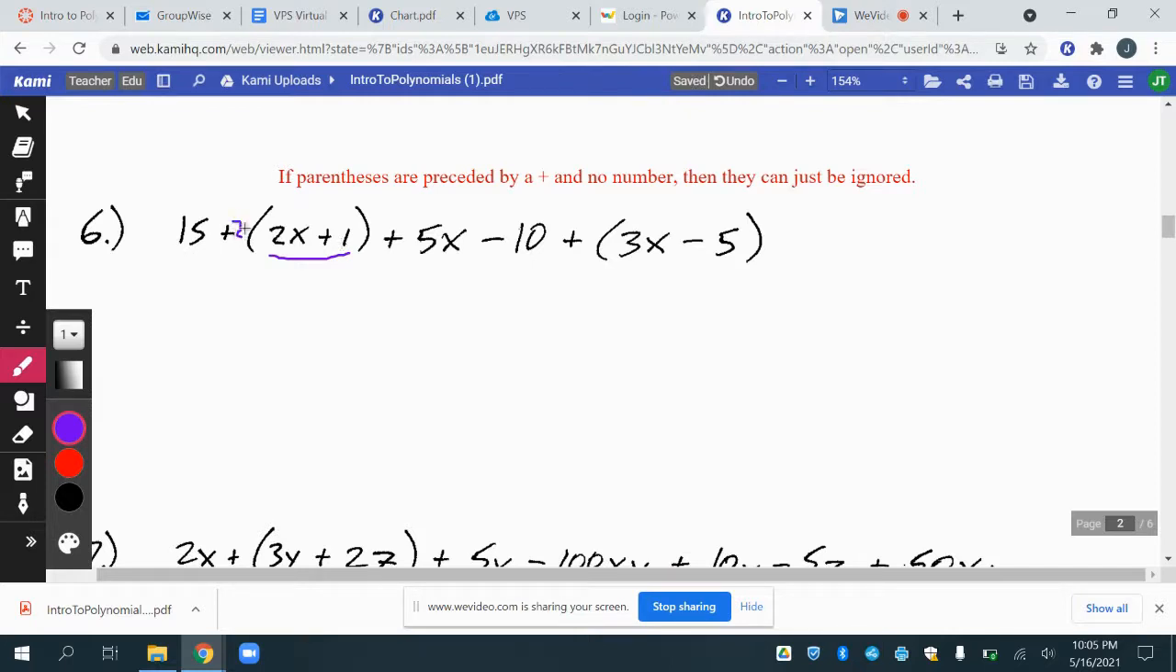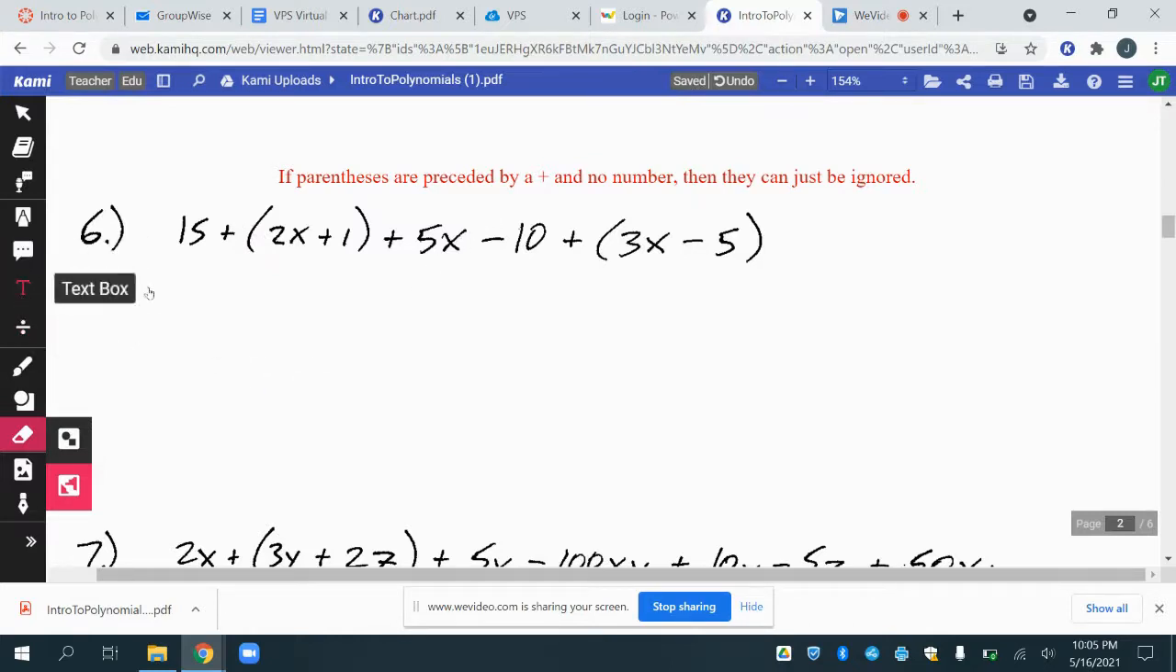Well, if there was a 2 here, I would have to distribute it. That's another thing that parentheses do. But there's no 2 there. There's no number here, just a plus sign. In that case, the parentheses do nothing. The parentheses don't do anything, so I can ignore them. I can just redo this whole thing.